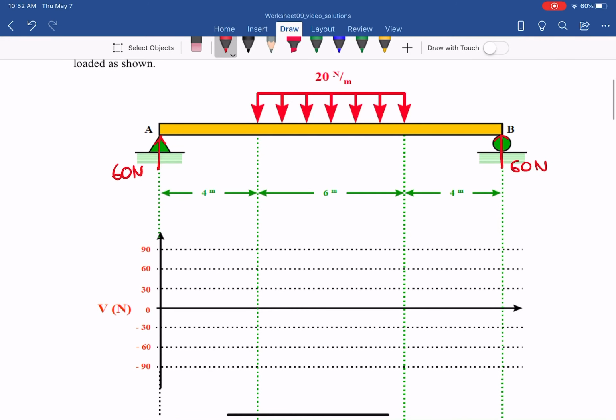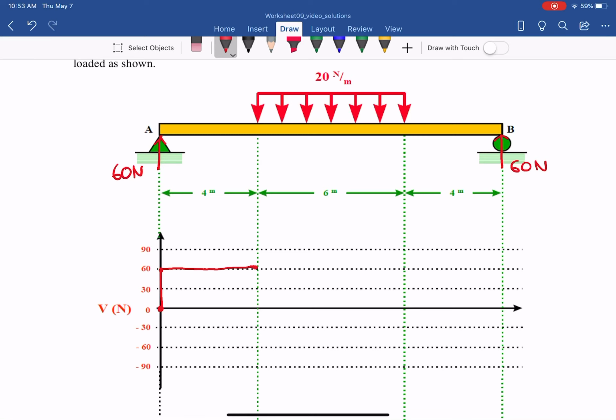So always start with shear, and that we already talked about. Start from the left and start at 0. And at A we have 60 Newton up, so because of the discontinuity, it moves up there to 60. And then from A for 4 meters, before the distributed load, there is nothing, so the shear remains unchanged, horizontal at 60.